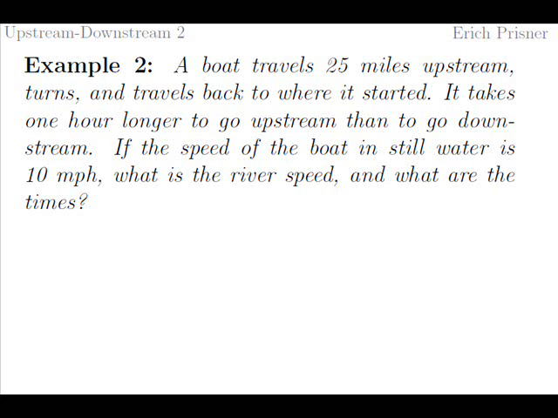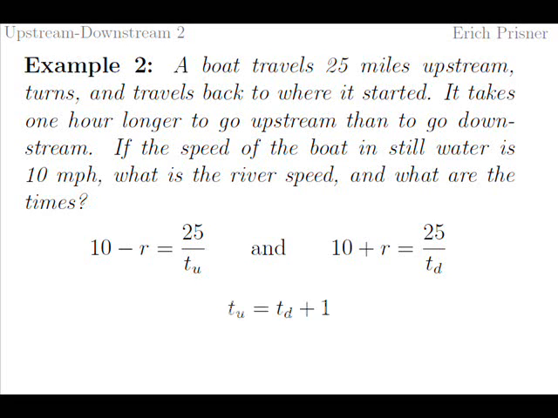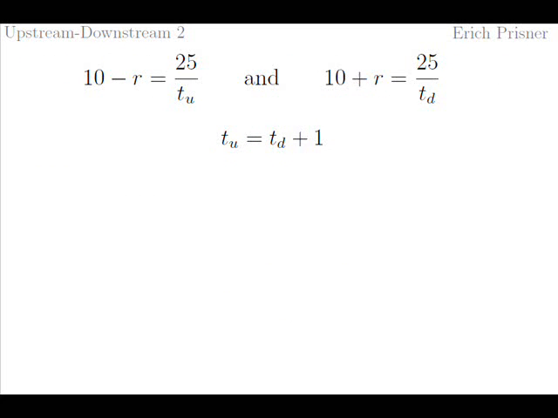what are the times? Well, upstream downstream equations: 10 minus r equals 25 over tu, and 10 plus r equals 25 over td. Note that r is unknown now and b is given. And of course, the third equation, tu equals td plus 1 hour longer. Let us first eliminate r.